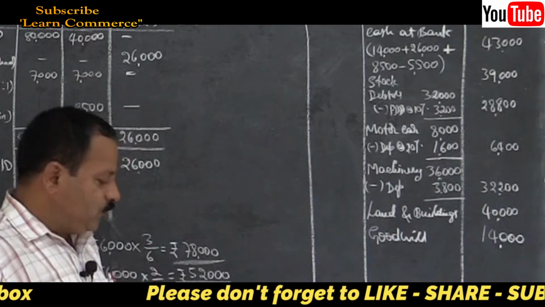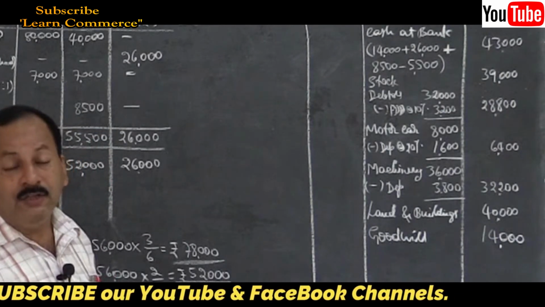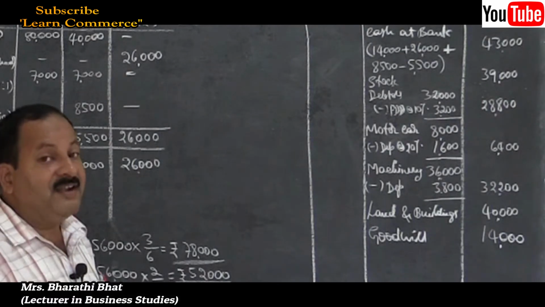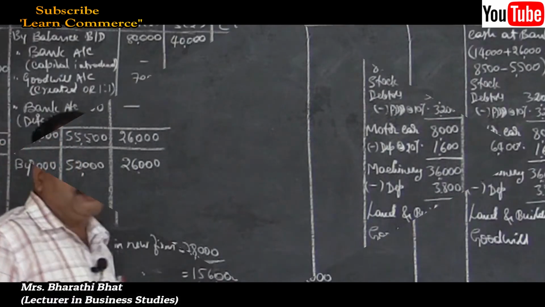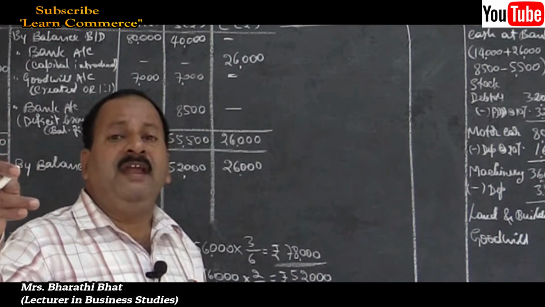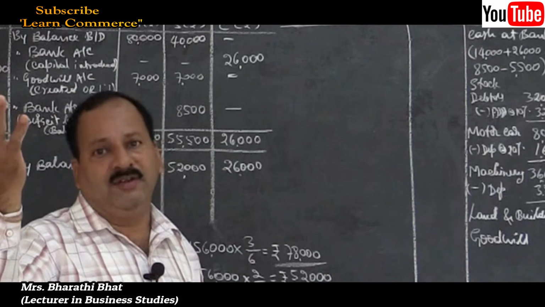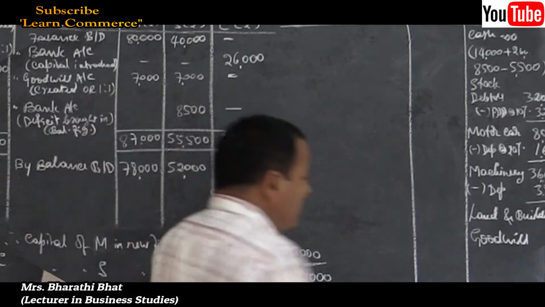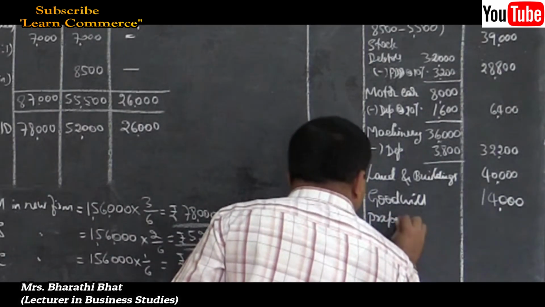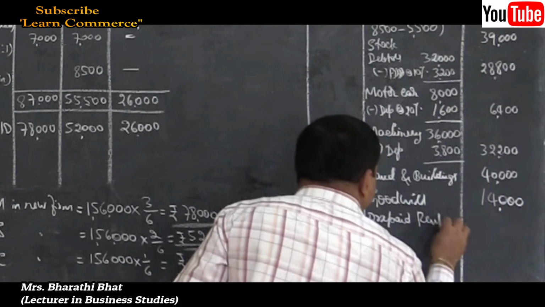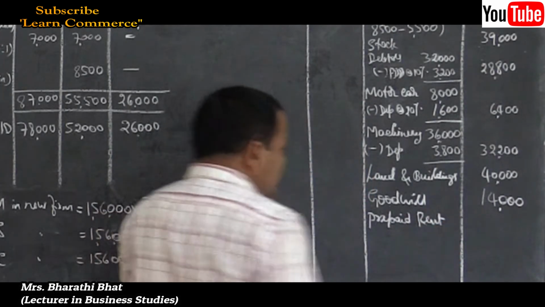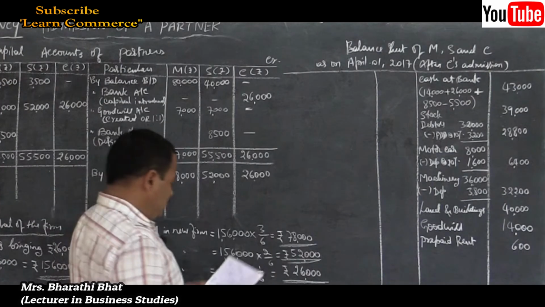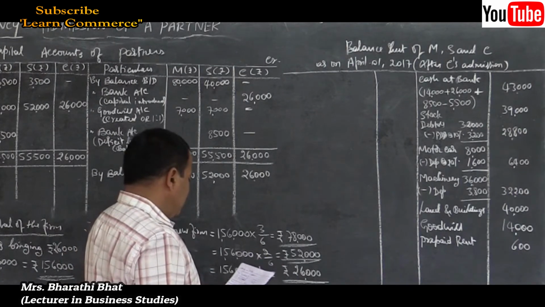Then one more item is left. Refer your revaluation account. On the credit side we have entered one amount, right? That is prepaid rent, is an asset. Why is it an asset? Because if the rent wouldn't have been paid, then your cash balance could have been more, isn't it? So you have to treat it as asset. So prepaid rent, how much? 600 rupees. Enter it. That's all. Then let us move on to the liability side.